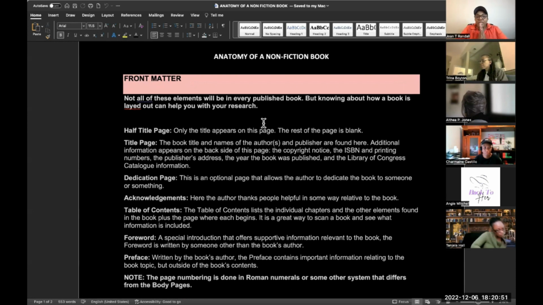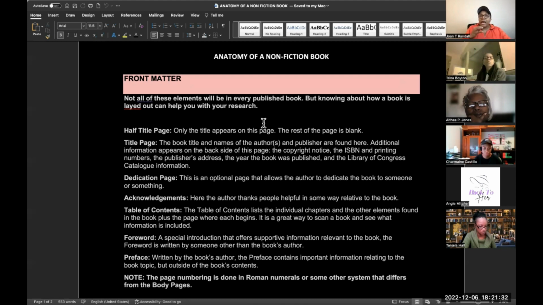So not all of these elements will be in every published book, right? But knowing about how a book is laid out can help you with your research, or it can help you decide about the type and quality of the book that you want to share with the world. And I will tell you that there's a lot of people out there that just know that you need to have a table of contents, you might need to have a title page, and you need to have the bio in the back. And a lot of people don't know what else is in a book, right? There are even some publishers that do not know all of the elements of a book.